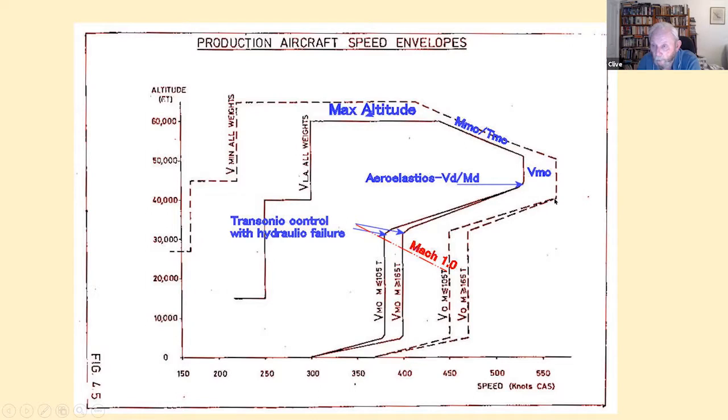Actually out here in the corner, you have to do it at 1.2 times the demonstrated flight speed. Back down in this region, the limit is due to transonic control with hydraulic system failure, which I'll come back to in a minute. Then, of course, you have the max altitude for pressurization and the minimum airspeed, which is the standard sort of stall thing. Just for the record, I've put Mach 1 on there so you could see where it is.